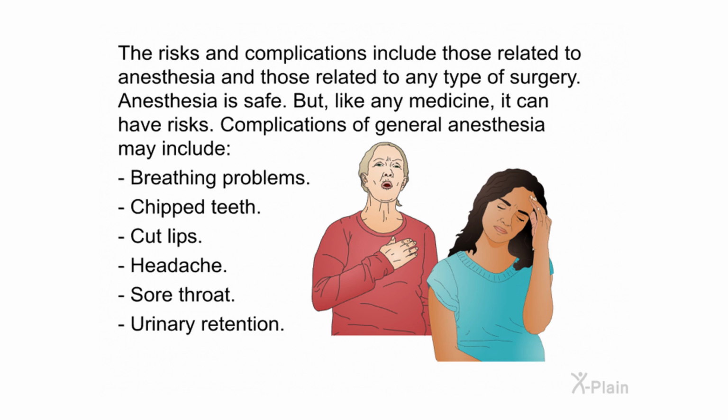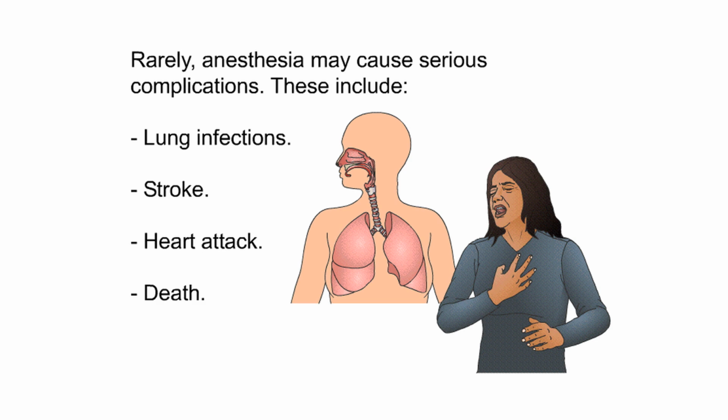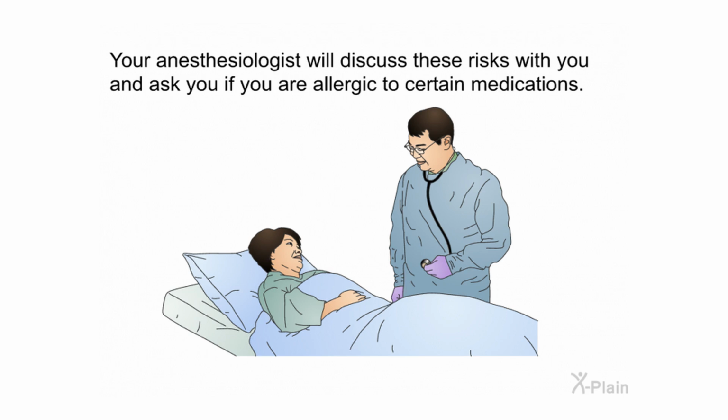The risks and complications include those related to anesthesia and those related to any type of surgery. Anesthesia is safe, but like any medicine, it can have risks. Complications of general anesthesia may include breathing problems, chipped teeth, cut lips, headache, sore throat, urinary retention. Rarely, anesthesia may cause serious complications. These include lung infections, stroke, heart attack, death. Your anesthesiologist will discuss these risks with you and ask you if you are allergic to certain medications.